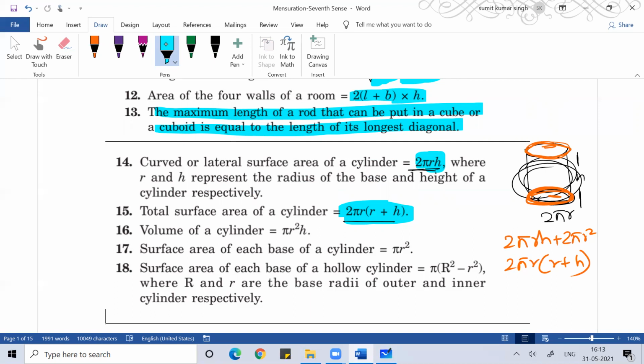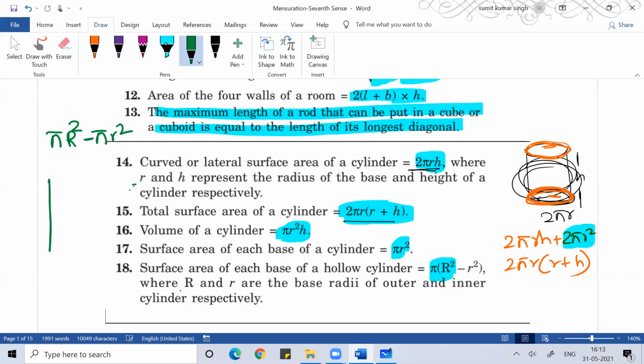So when we know the formula, we also need to know where that formula came from. The volume of a cylinder is πr²h. The surface area of each base of a cylinder is πr². Already we discussed that; there only we get this 2πr² formula. Then the surface area of each base of a hollow cylinder is π(R² − r²). So you understand how that formula is coming. It is π(R² − r²).